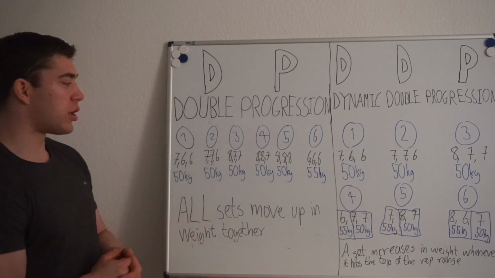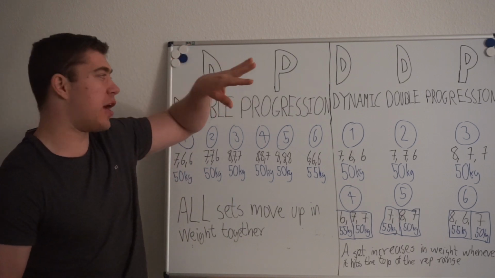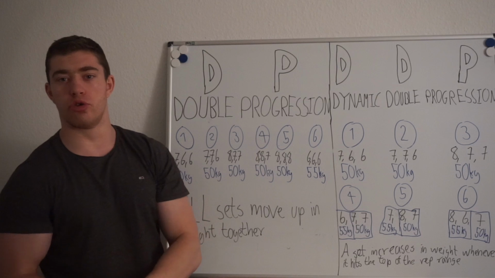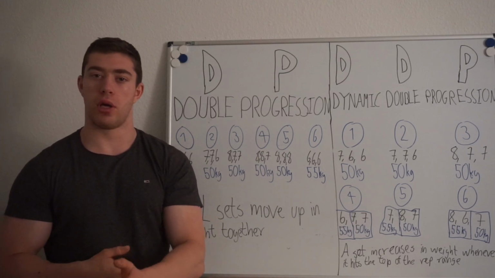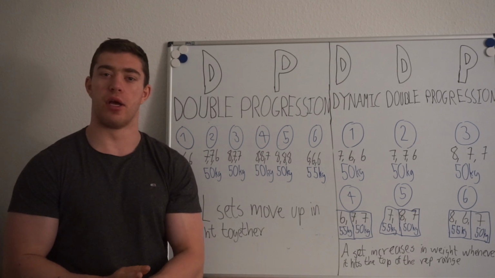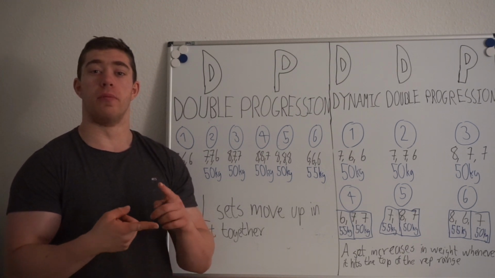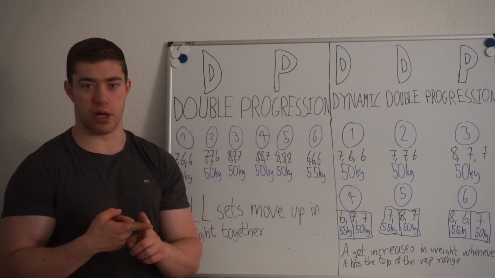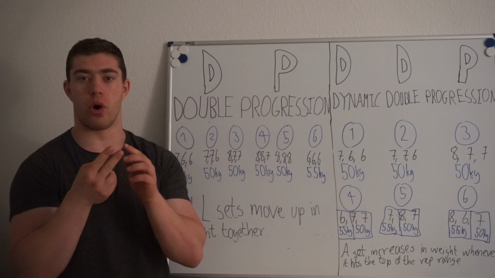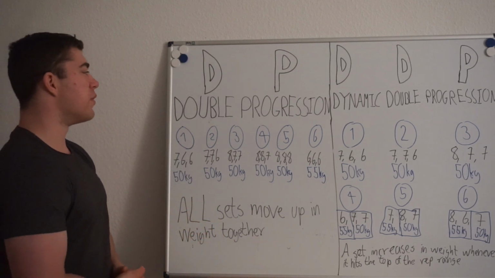So I'm just quickly going to summarize double progression, and then I've compared it over here with dynamic double progression, and then we're going to be looking at some of the cons and benefits of it. We're also going to be taking a look at triple progression, which is the next step that you can use where you are manipulating the sets as well. So not just the reps and the weight, but also the sets, so all three variables at the same time.